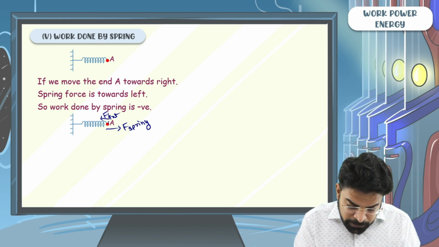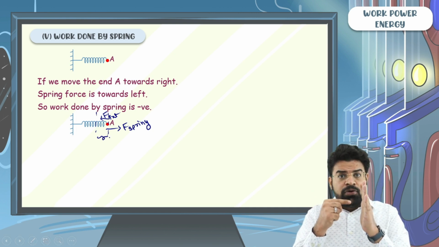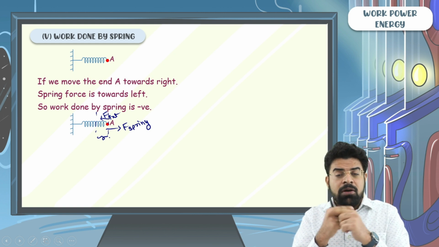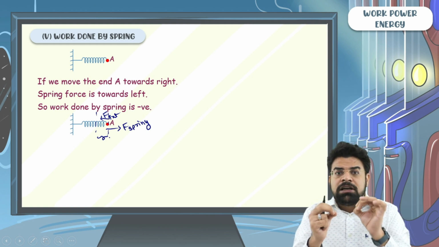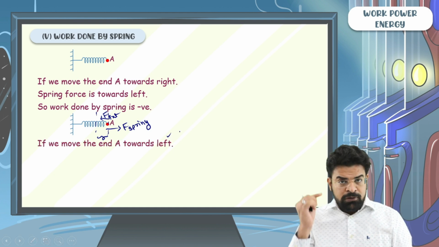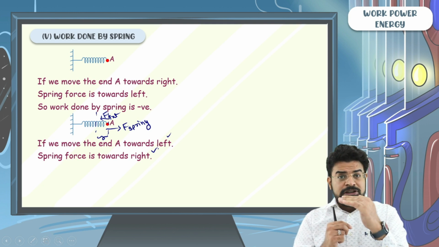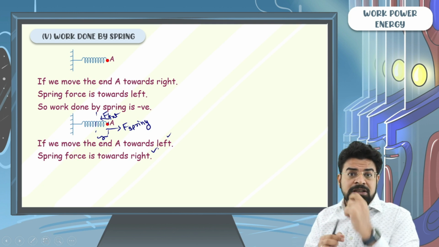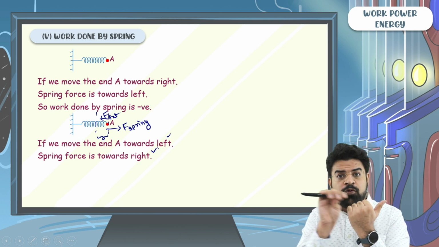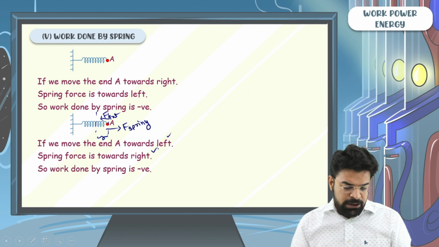If I compress the spring, the point A moves towards left while the force is towards right. What will be the sign of work done by the spring? So you will say, if we move the end A towards left, the force by the spring is towards right. So force is towards right, displacement is towards left. Again, the angle between force and displacement is 180 degree. So the work done has to be negative.